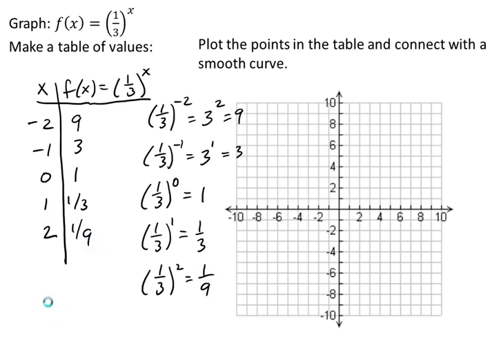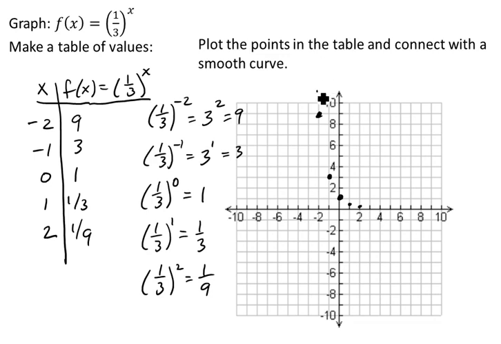And let's go ahead and plot these ordered pairs. So first I have this point (-2, 9), (-1, 3), (0, 1), (1, 1/3), and (2, 1/9), so that's going to be even lower than the 1/3, but still not all the way down there on the x-axis.